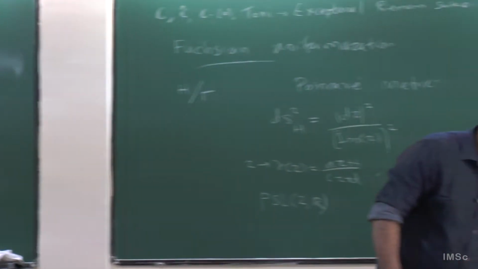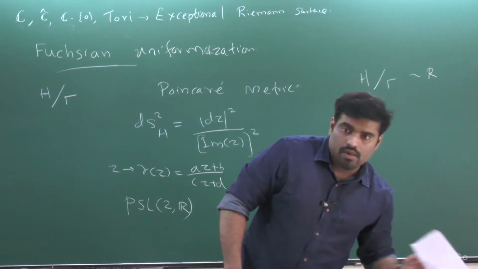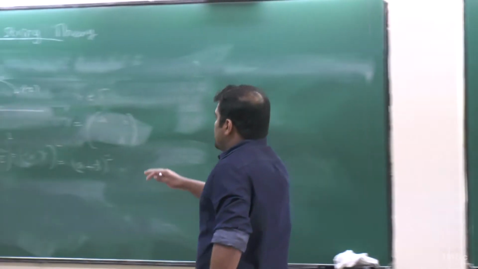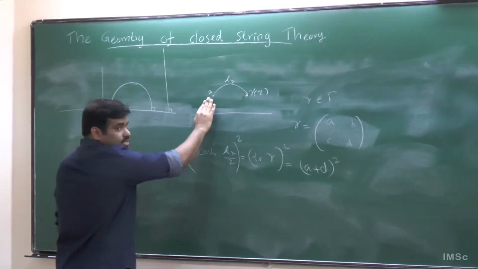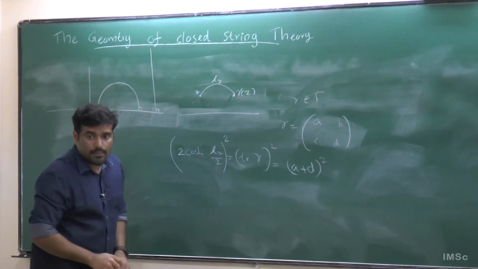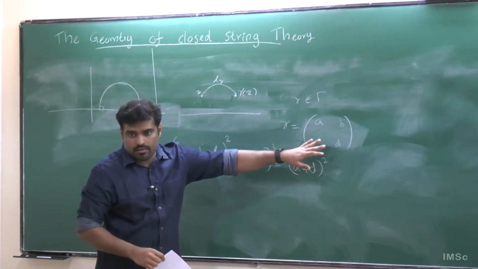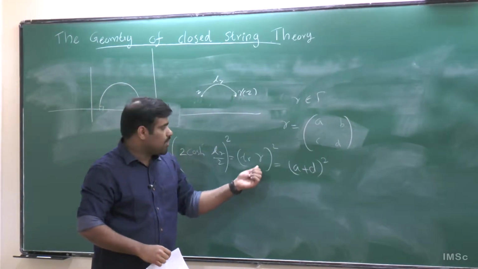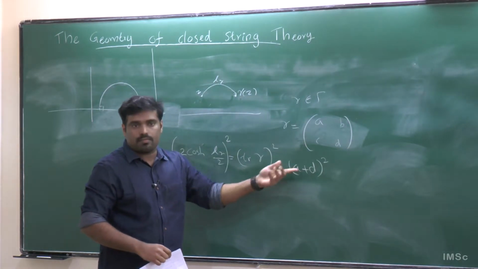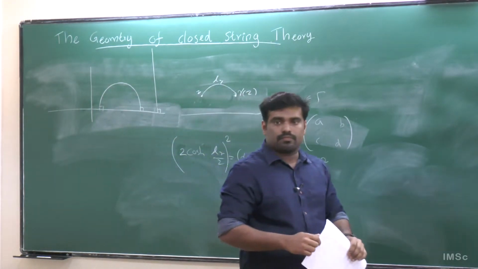Now it's actually useful. You are fixing gamma Z for the second statement. No, I start with C, an arbitrary point. Trace square of the matrix. Yeah, trace of gamma whole square. This is like A plus D whole square. So I didn't get it. It doesn't depend on C at all.